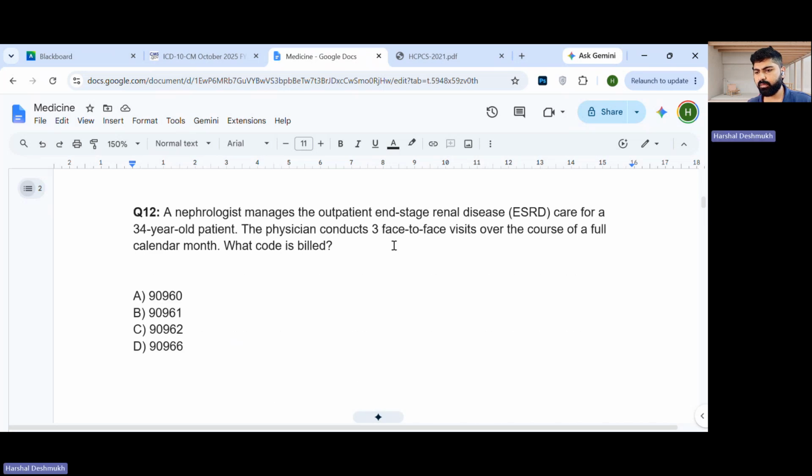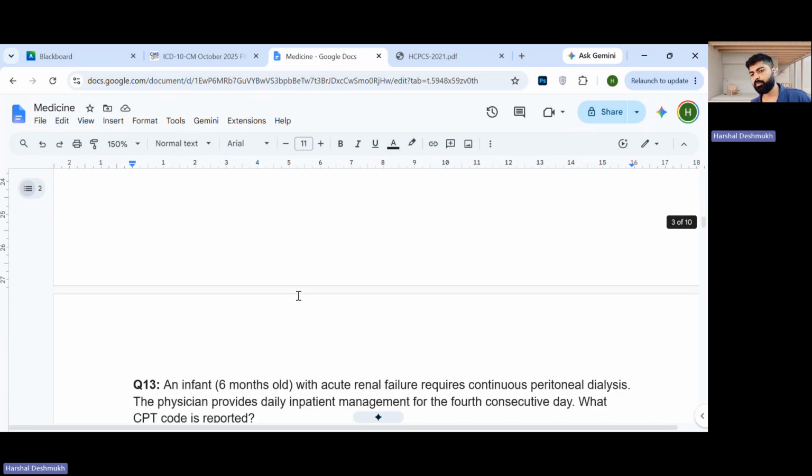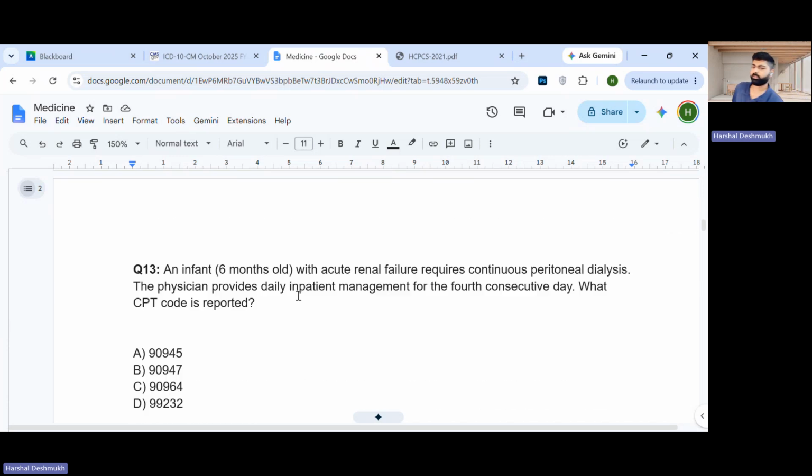Should be option B, right? Since the physician conducts three face-to-face visits, and three visits are mentioned in the 90961 code. All right, moving on to the next question. I have to check that one.